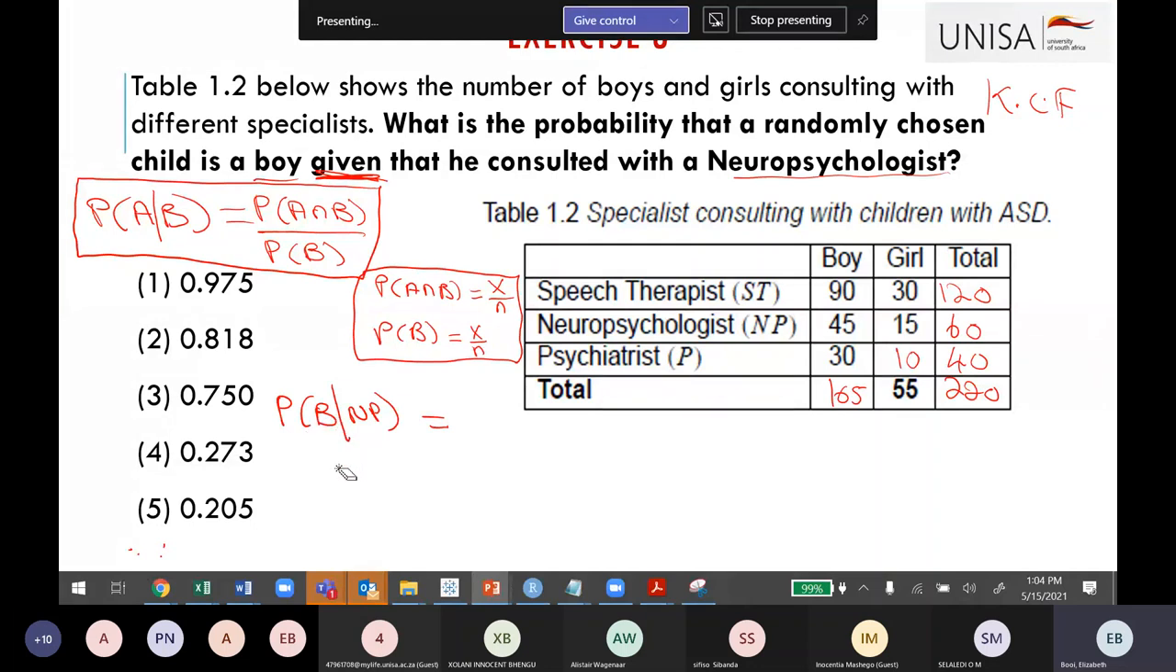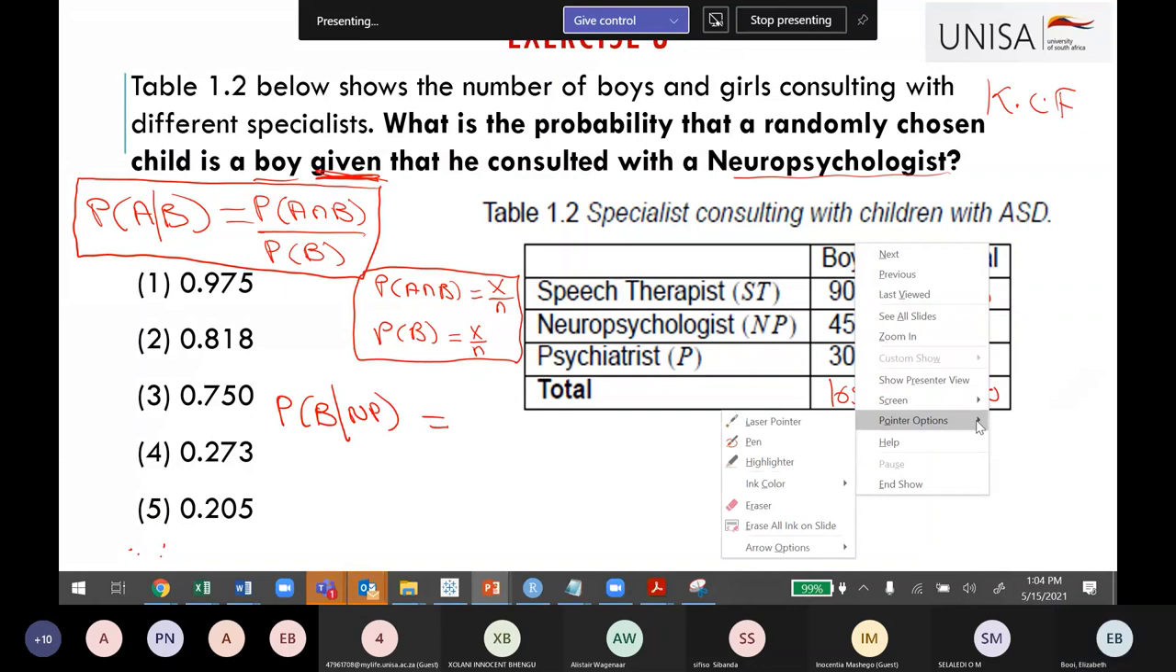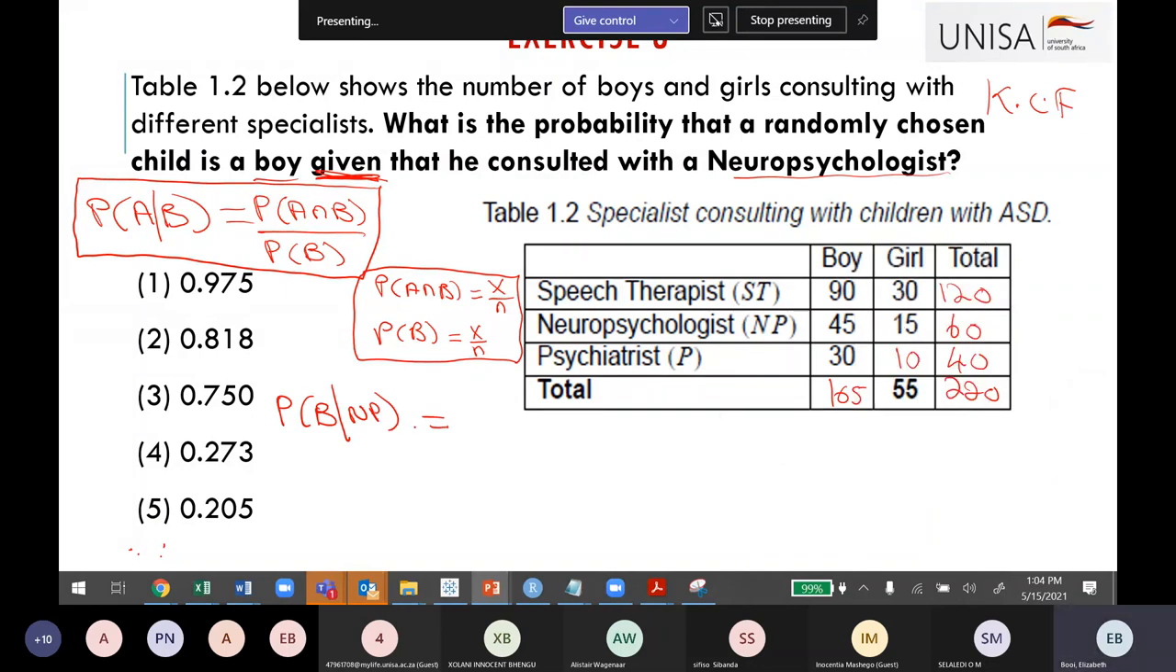The probability of B given N, or rather boy given neuropsychologist, will be given by the joint probability of both, which is the probability of boy and neuropsychologist, divided by the probability of neuropsychologist. Now, the joint probability for boy and neuropsychologist is 45 divided by 220. 45 divided by 220, divided by, because I need to remember that there is a division, the probability of neuropsychologist, irrespective, which is 60 divided by 220.